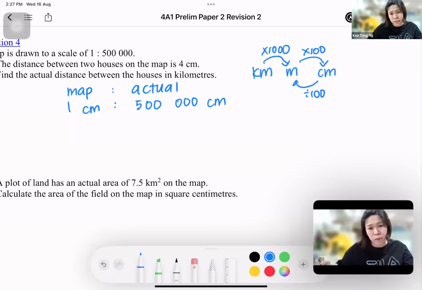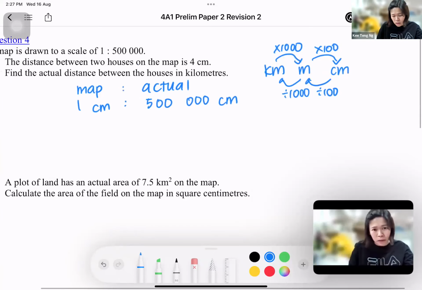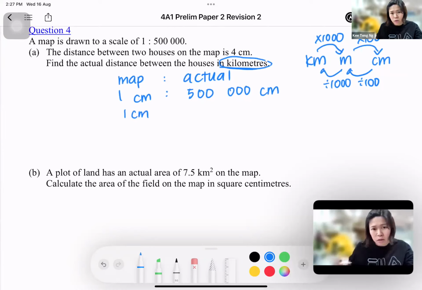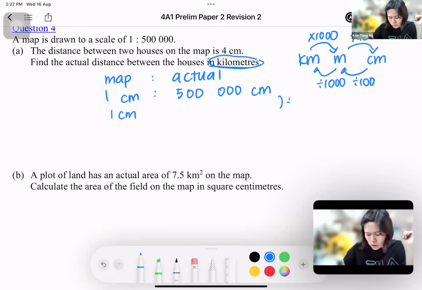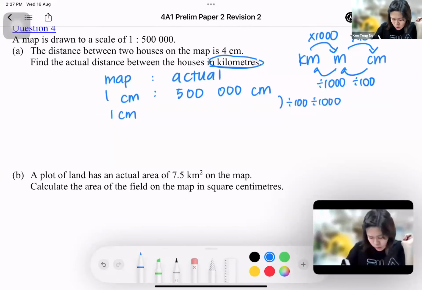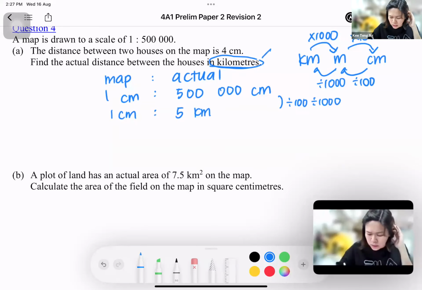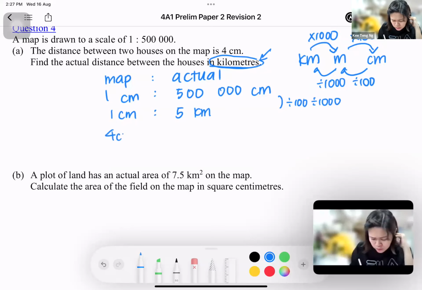Okay, so to go from cm to meter, meter to kilometer, we divide by 100, divide by 1000. This is actually how many units in kilometers. You notice the question, they want kilometers, right? So I need to divide by 100, then divide by 1000. So this is actually 1 cm is 5 kilometers. So you must remember to check the units. Is it the units that the question wants or not first? After that, they tell you this is 4 cm. Then you just happily find 4 cm.